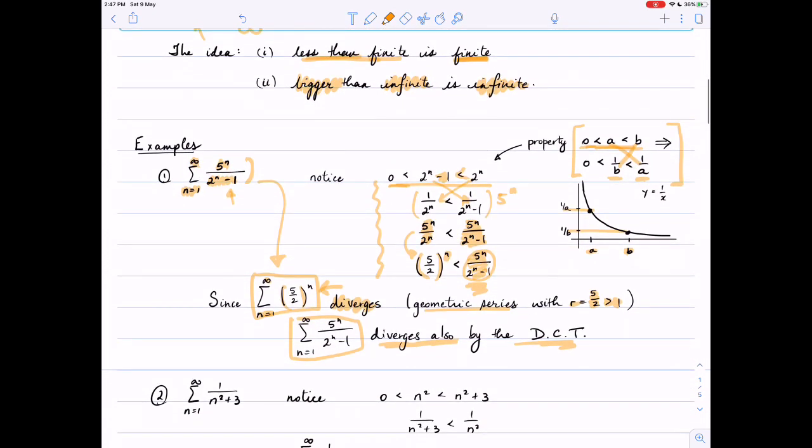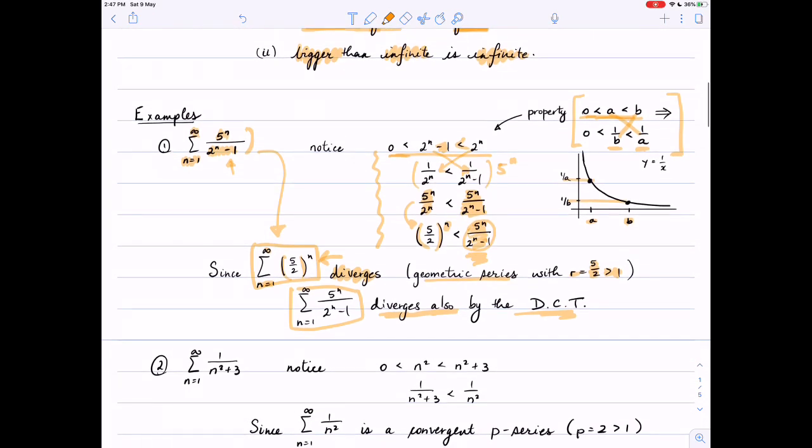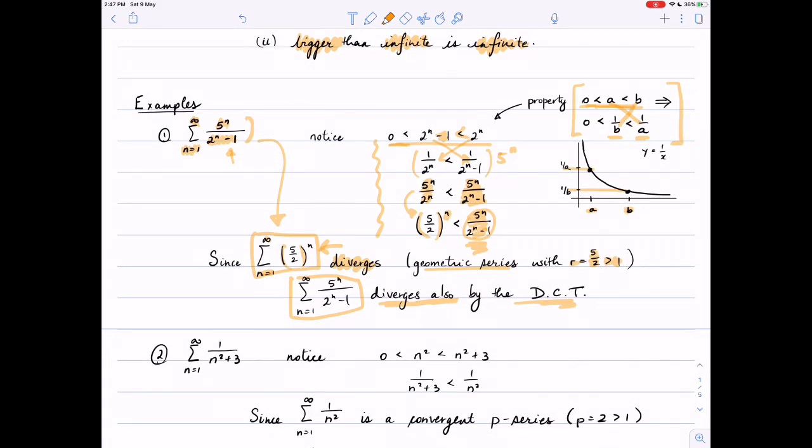Now, let's look at another example, one that compares maybe not to a geometric series, but to a p-series. If we've got the sum from 1 to infinity of 1 over n squared plus 3, this makes me think of the p-series, 1 over n squared. But again, it's not quite right. It's got a plus 3 in the way. If it's got a plus 3 in the way, what can I do? Well, let's try making a comparison.